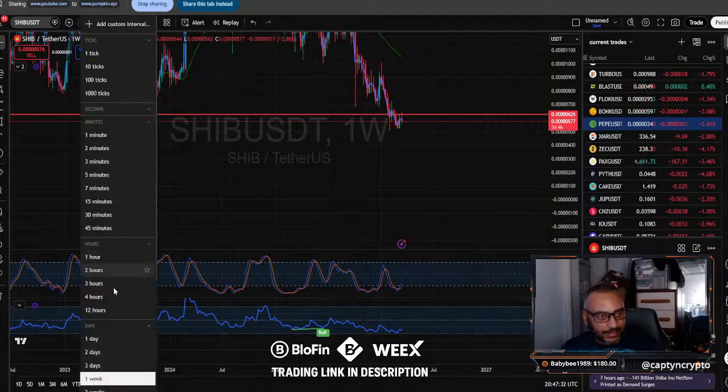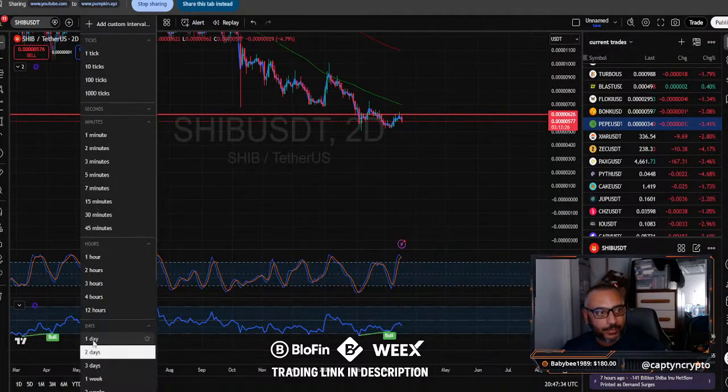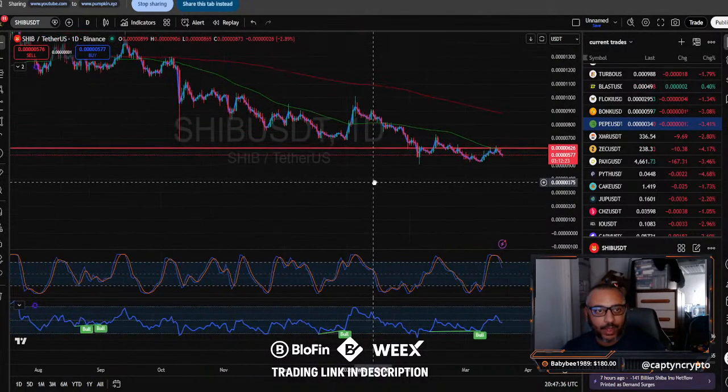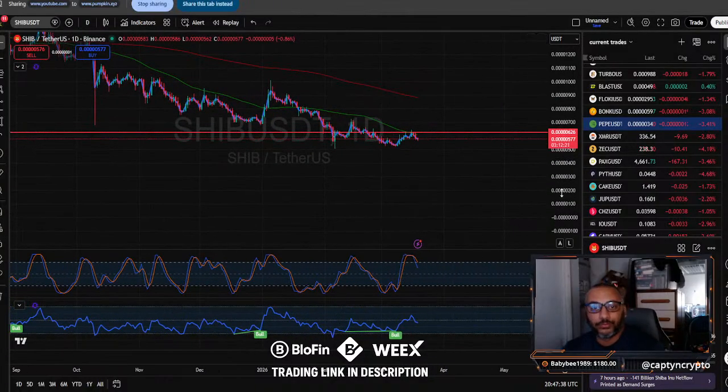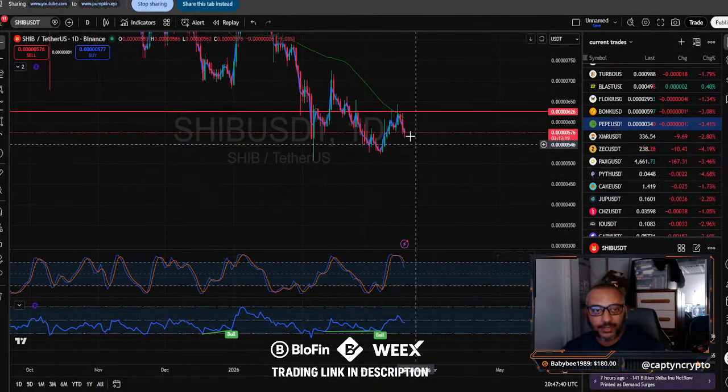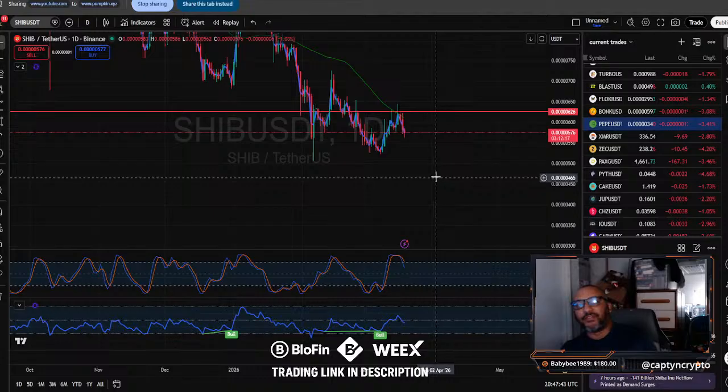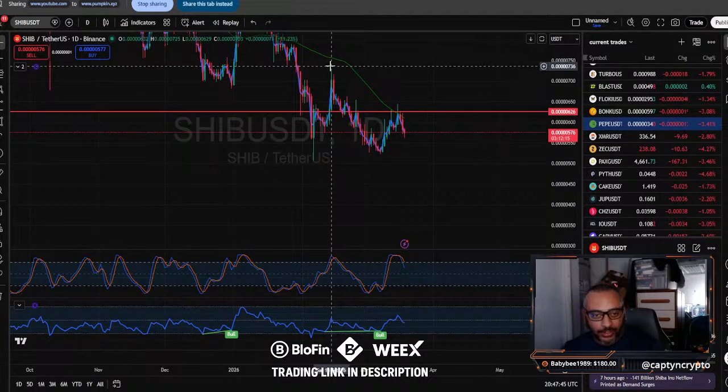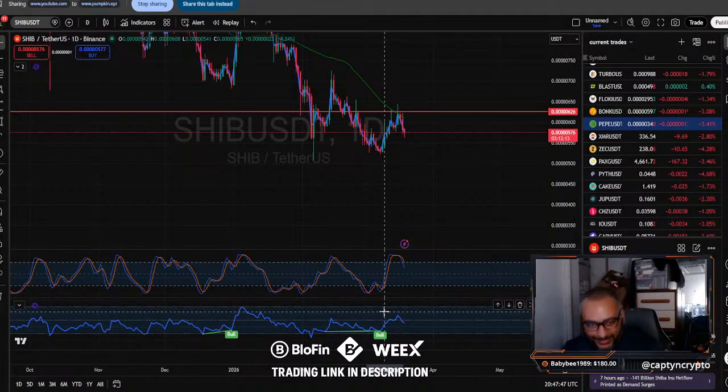Let's go into the daily. Why do I keep clicking on 2-day? I need to get rid of that 2-day option. Oh, we have a high stochastic. We have a bearish backtest of the 50 simple. This thing could keep on falling with hidden bearish divergence.